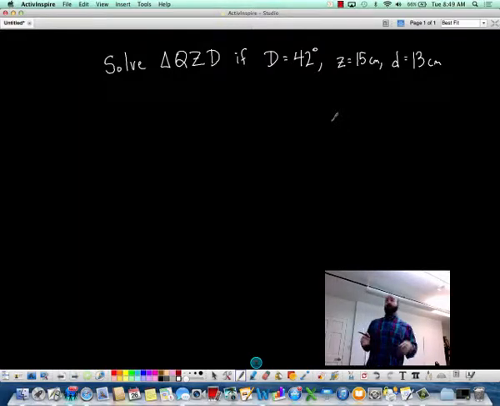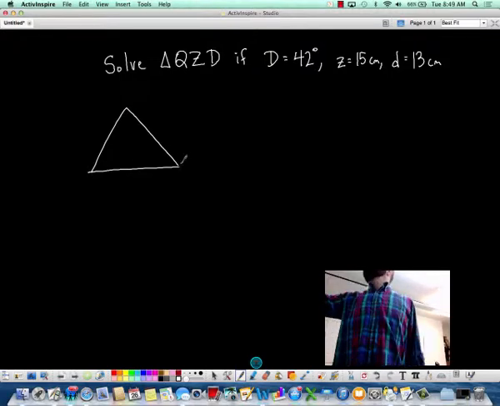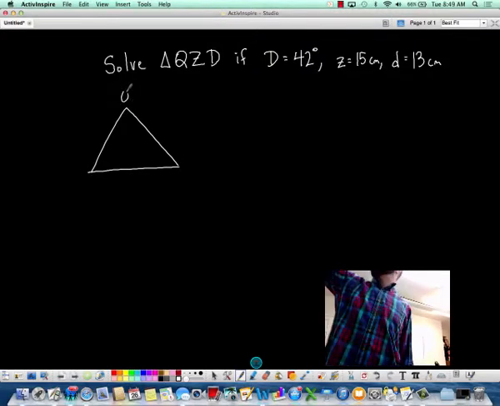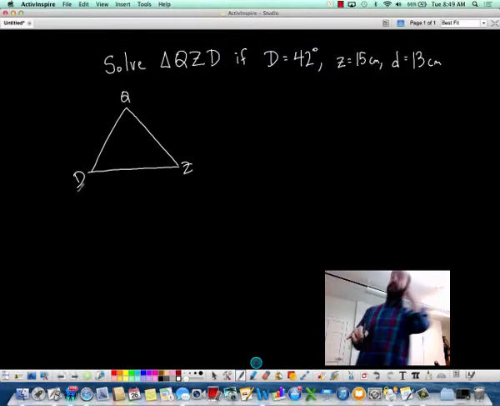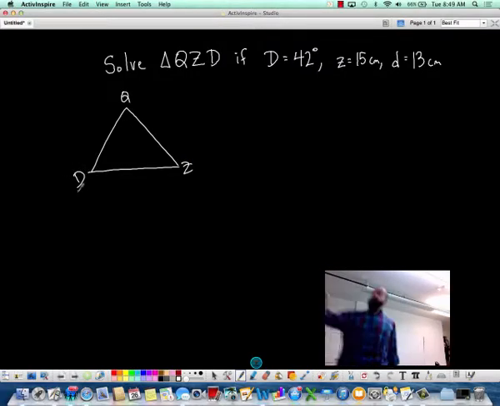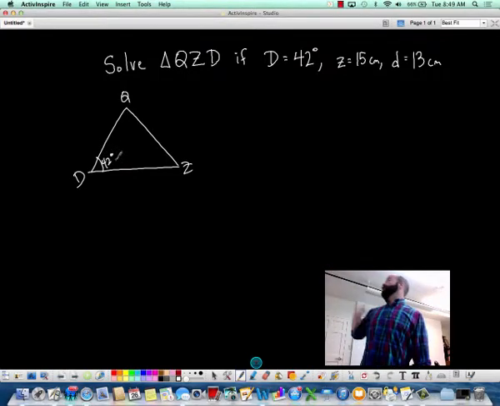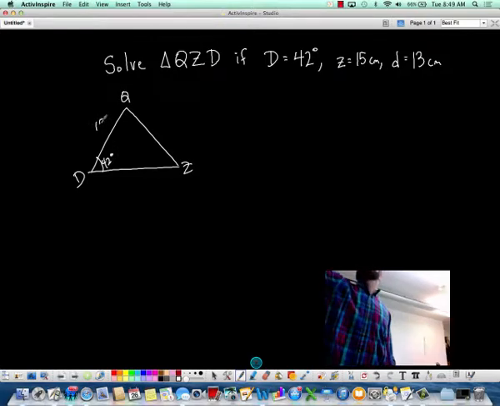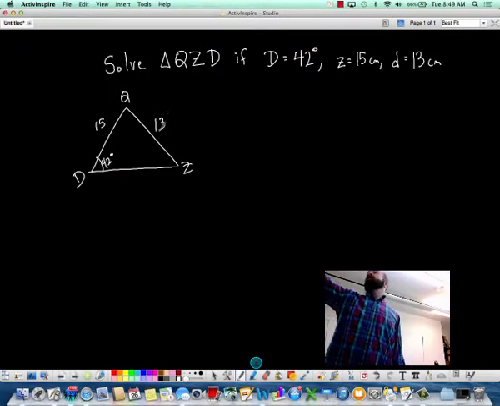So the first thing I want to do is take the information I'm given about the triangle, and I want to draw the triangle so I can see what's going on. So I'm going to draw QZD. Let's say Q is here, Z is here, and D is here. D is 42 degrees, so we'll put that there. And then little z is 15 centimeters, and little d is 13 centimeters.